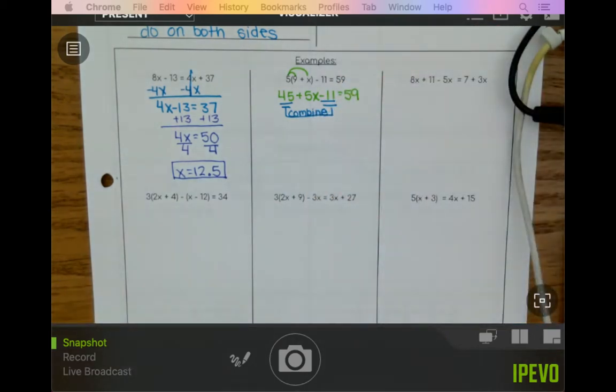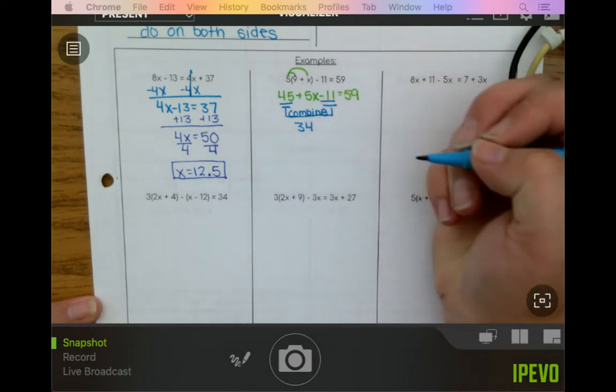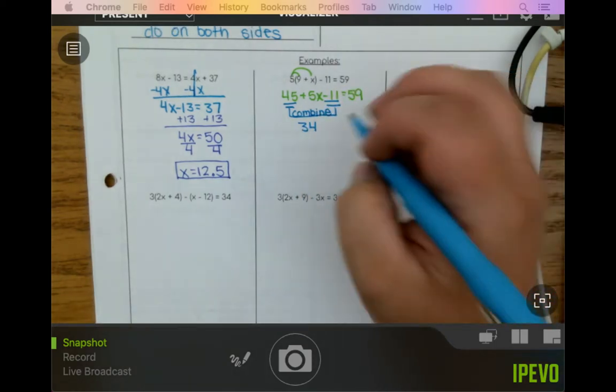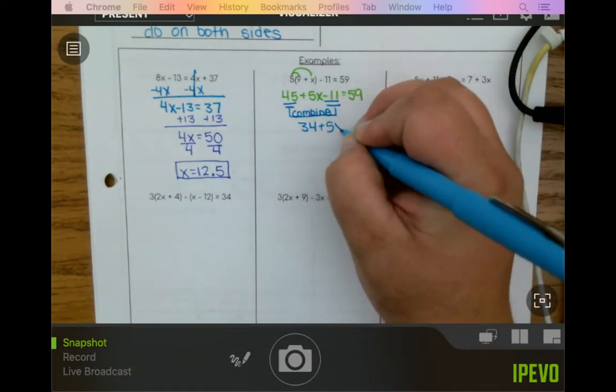And I'm not going to write that every single time, but I am going to write it this first time so that you know I'm not adding that 11 over. It's already together. I just literally need to do 45 minus 11 like it looks, which is 34. And then I'm going to keep my plus 5x and my equals 59.